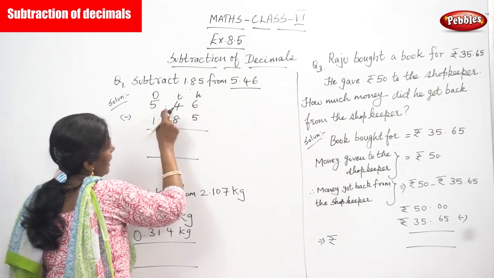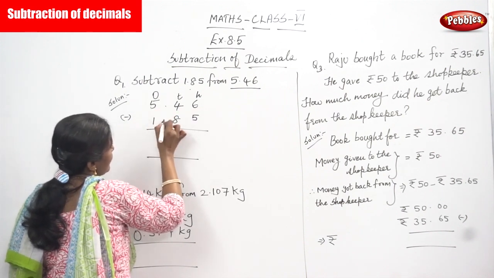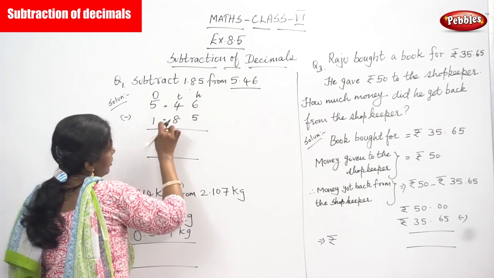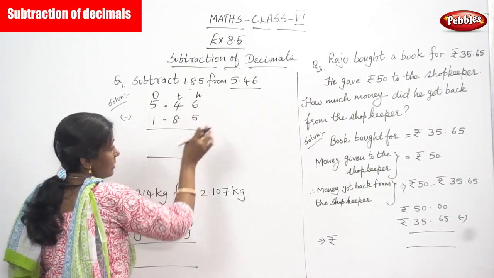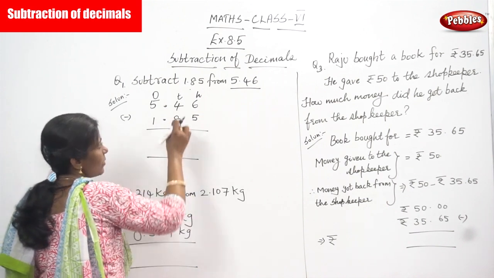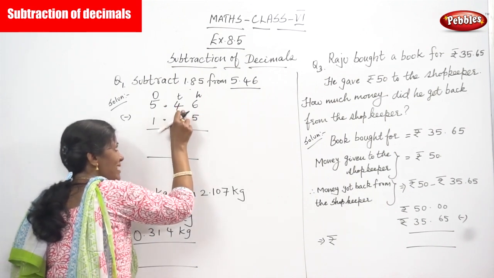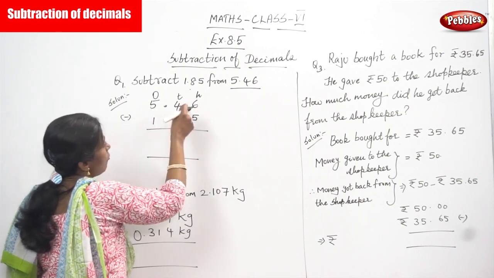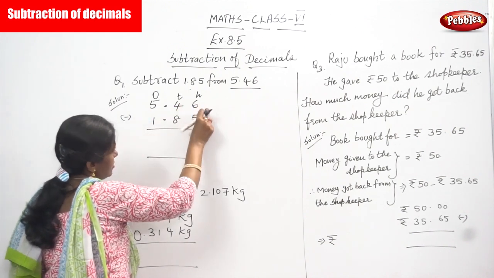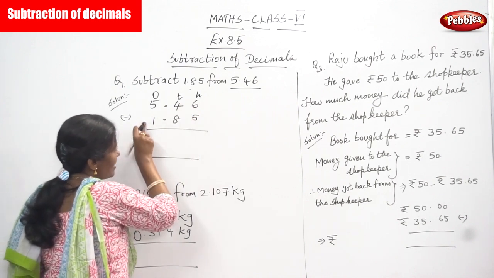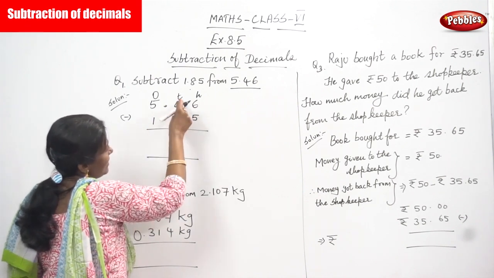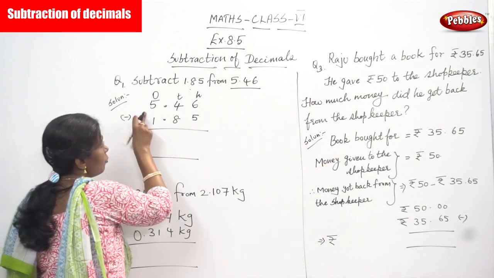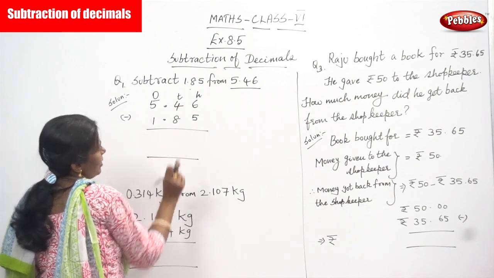Ones is a whole number. After the point, which is the decimal point, we call the digits decimal digits. So in 5.46 we have 5 ones, 4 tenths and 6 hundredths, and in 1.85 we have 1 one, 8 tenths and 5 hundredths. Now we are going to subtract 1.85 from 5.46.